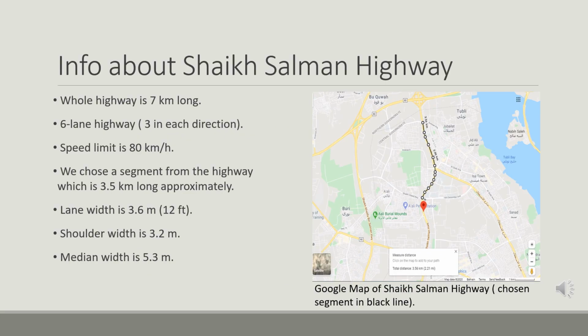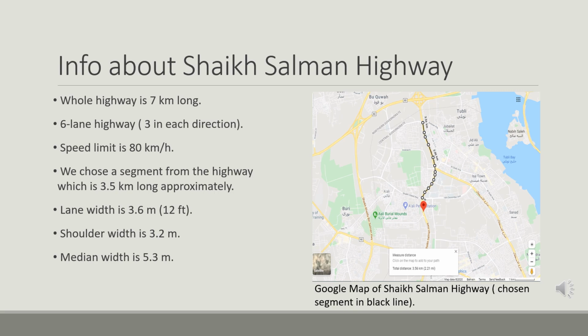Some information and characteristics about Sheikh Salman Highway. The whole highway is approximately 7 kilometers long, and it is a 6-lane highway with a speed limit of 80 kilometers per hour. We chose a segment from the signal near Al-Haddad Motors to the signal near the Directorate of Traffic, and it is shown here with a black line in the figure. This segment is approximately 3.5 kilometers long.